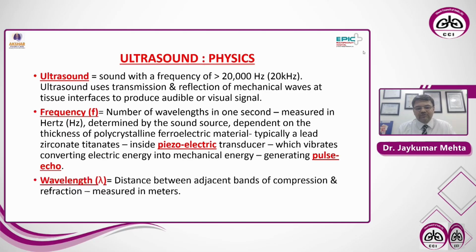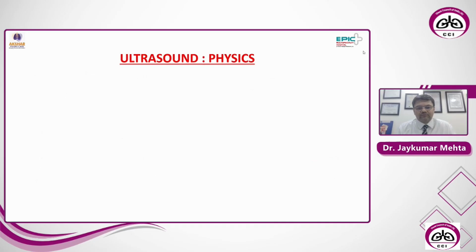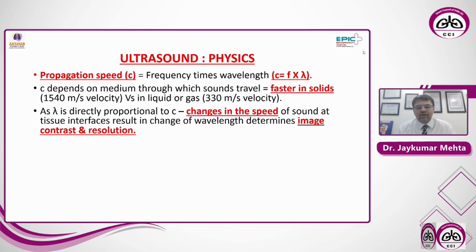And what is a wavelength? It is basically the distance between adjacent bands of compression and rarefaction, which is measured in meters. Coming to the wave's speed, which is the propagation speed, it is denoted by C, which is frequency times wavelength. Propagation speed depends on the medium through which the sound travels. It is faster in solids versus liquid or gas, where the velocity is dampened. So lambda, that is wavelength, is directly proportional to propagation speed.